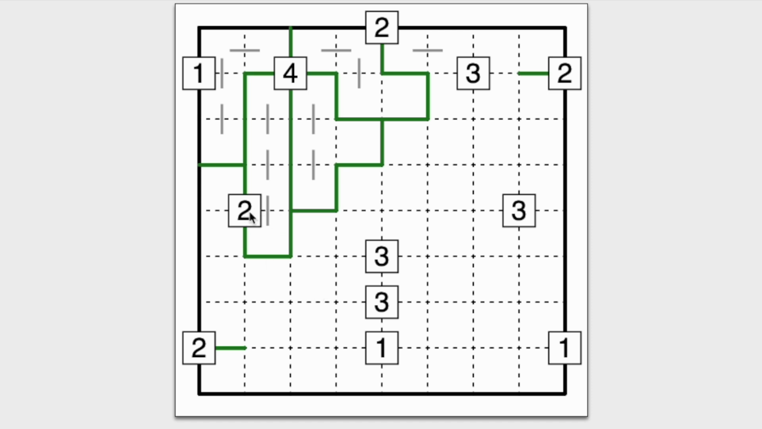The 2 here, we're starting up here, and this can't be an I because then both of these shapes would be the same, and our 2 would be a 1. So this must be an L.